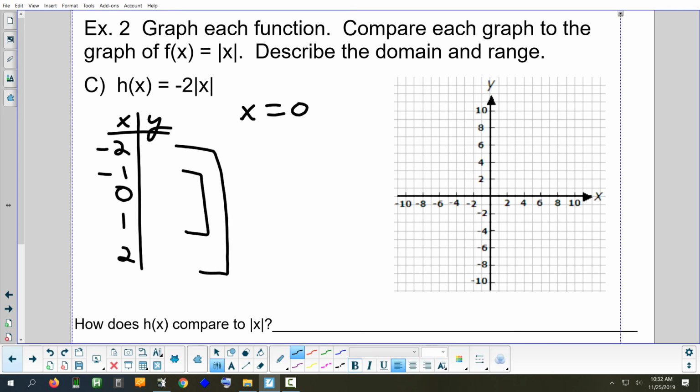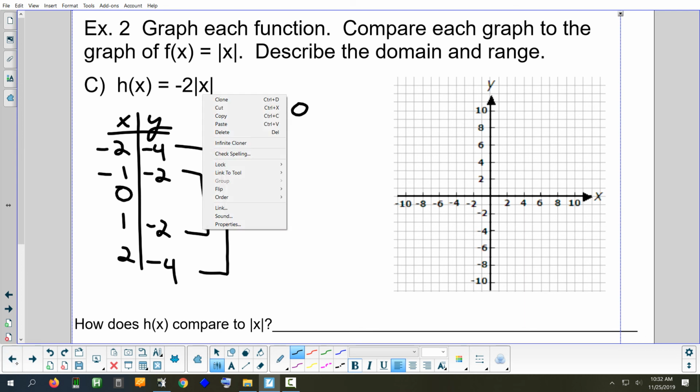Now plug them all in. What's the absolute value of negative 2? 2. What's 2 times negative 2? Yep. Absolute value of negative 1? 1. 1 times negative 2. Yep. So we could actually do these right away. We just need one more. What's the absolute value of 0? 0. And what's 0 times negative 2? 0.